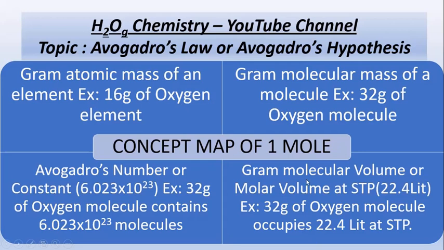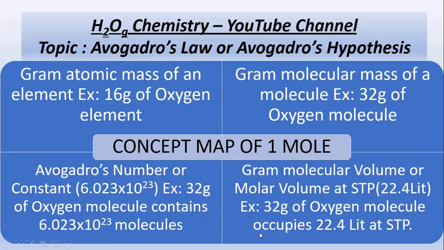Come to the next one. Gram molecular volume. So gram molecular volume is otherwise called molar volume at STP. The value is 22.4 liters. What is this? 1 mole of any gas occupies 22.4 liters at standard temperature and pressure. STP means standard temperature and pressure. So 22.4 liters is what you have to understand. So if I take gram molecular mass, for example, 32 grams of oxygen molecule is gram molecular mass. So this exactly occupies 22.4 liters at STP because it is a gas, remember.